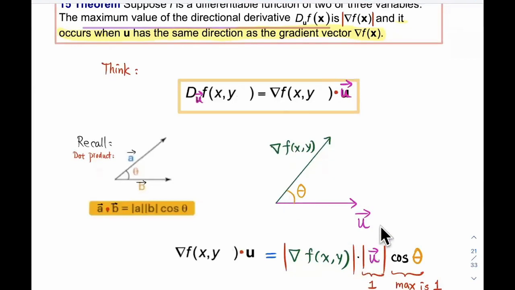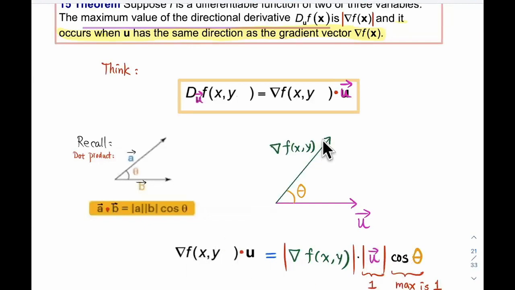What is the magnitude of u? It's 1 because it's a direction vector. It's a unit direction vector. Remember, we make it unit, right? So the magnitude of that is 1. It's a unit vector.